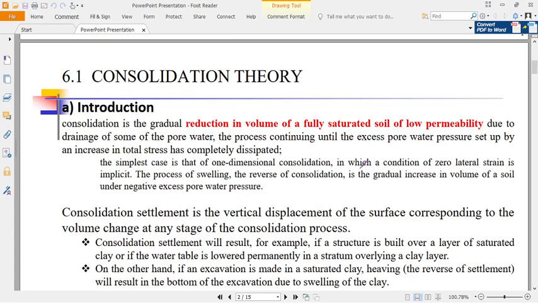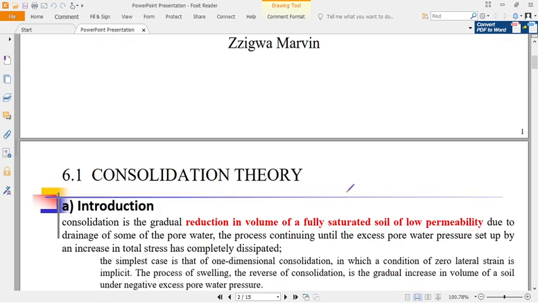And we went ahead to see how the different phases of soil are interconnected. We looked at the void, the total volume. We see that the volume of a sample is equal to 1 plus e. And so we are going to use that application in this theory.